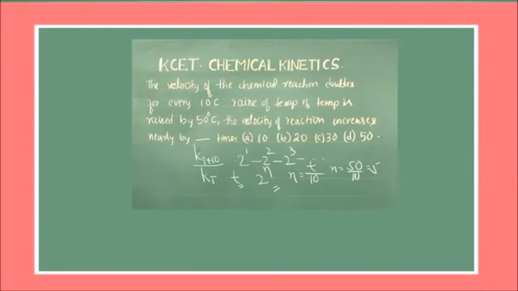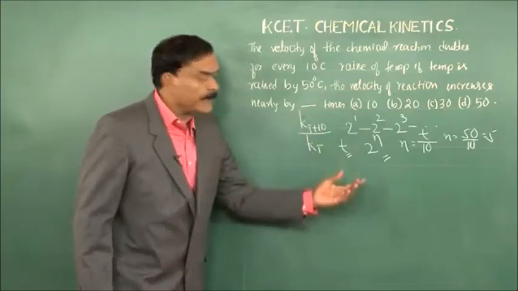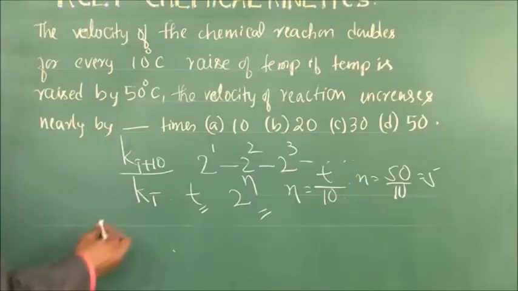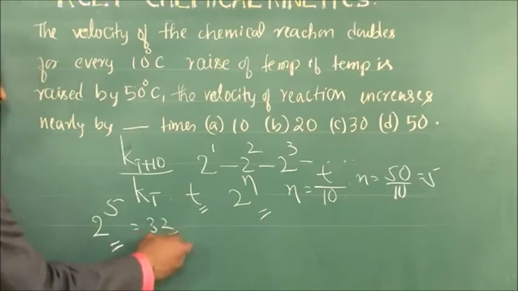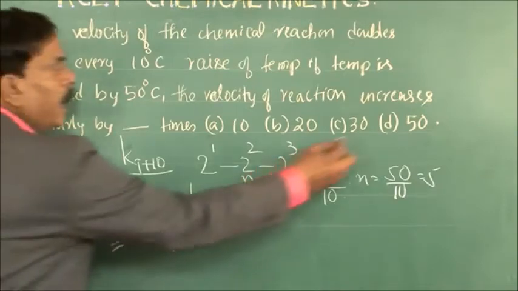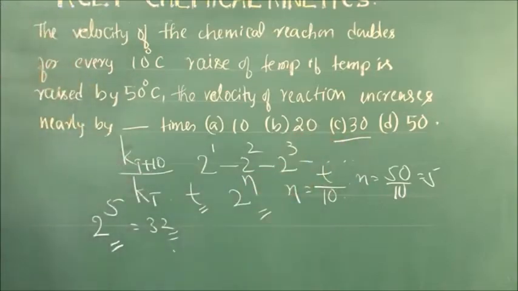As mentioned in the question, for every 10 degrees centigrade rise of temperature, the rate of the reaction gets doubled. Therefore, for 50 degrees centigrade rise in temperature, the rate of the reaction increases by 2 to the power 5 times. And 2 to the power 5 is 32, which means that the right answer for this question is nearly 30. Therefore, C is the right option.